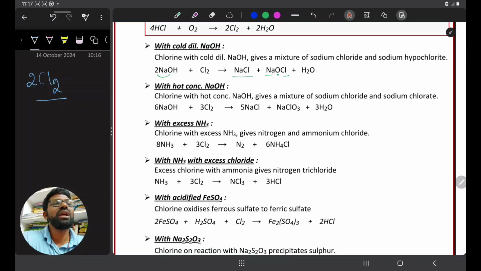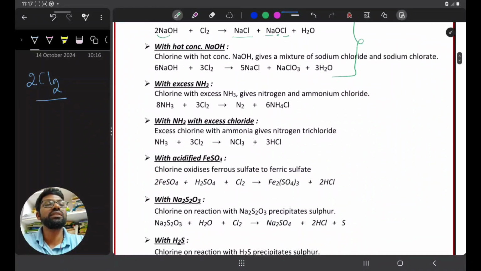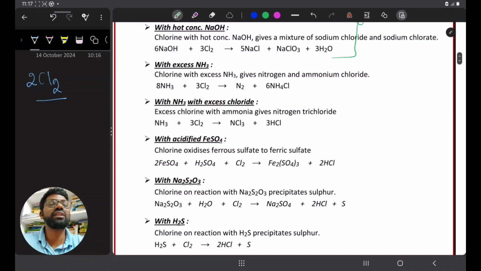That's all, very simple. And these two reactions are very important, and these two reactions may be asked in an industrial process, as well as in a laboratory process, right? I hope you understood these two important reactions. And next let's discuss how chlorine reacts with excess of ammonia. Why are we calling it excess of ammonia?